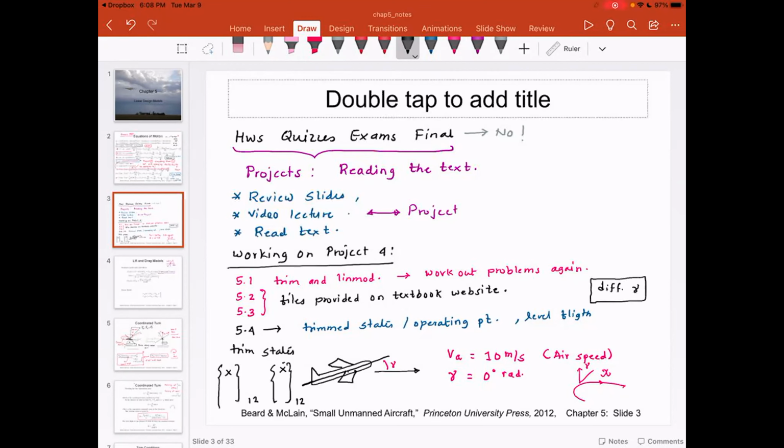What we need to do is convince ourselves that this trimming is correct. Please understand, this problem is complex. Let me write this down: this problem is complex because there are 12 nonlinear equations.